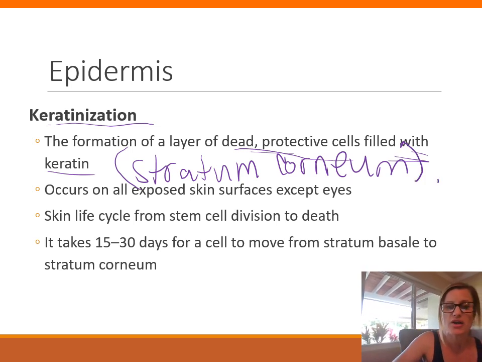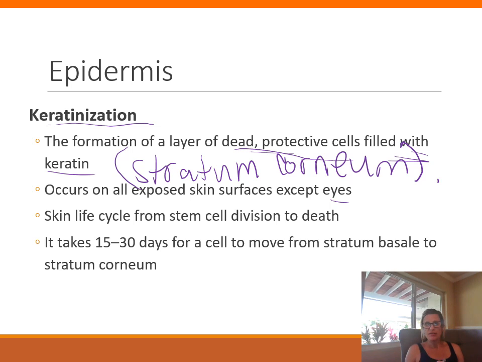Keratinization occurs on all exposed skin surfaces except for the eyes. Now, by exposed skin surfaces, I mean outer skin surfaces, right? The epidermis. Inner surfaces, so like the mucosa in your mouth, for example, the mucosa in the vagina, for example, those are not keratinized, right? They are moist, mucousy membranes. They're not keratinized. But all of the epidermis on the outer portions of our body is keratinized, except for the eyes.